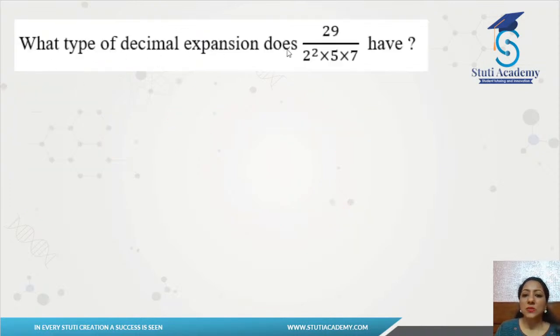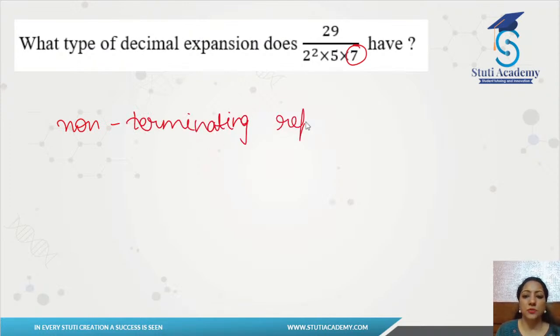Now what type of decimal expansion does 29 upon 2 square into 5 into 7 have? Very simple here. You don't even need to prime factorize the denominator. It is already done for you. As we can see here, in the prime factors, we have 2, we have 5, but then we have 7 also. So here, just by looking at the 7, you can conclude that it has non-terminating repeating decimal expansion.